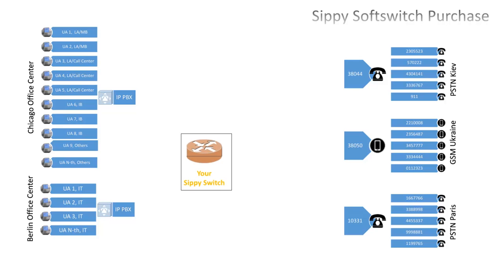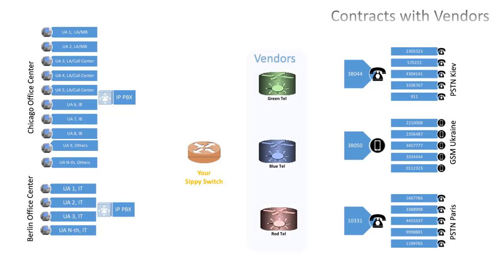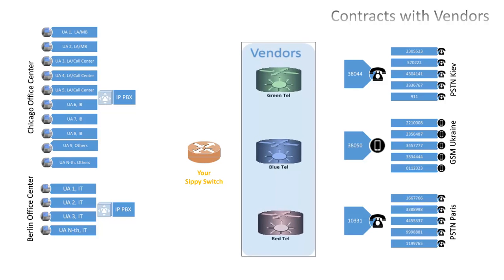To manage the calls of your customers and charge them for the traffic, you have purchased CP Soft Switch. In addition to this, as you need SAP PSTN and SAP GSM gateways to the required destinations, you have contracted with vendors GreenTel, BlueTel, and RedTel.